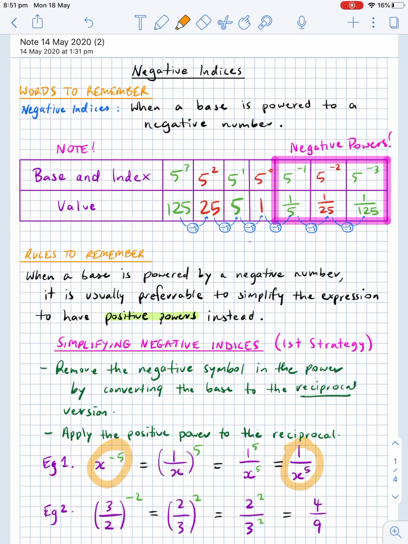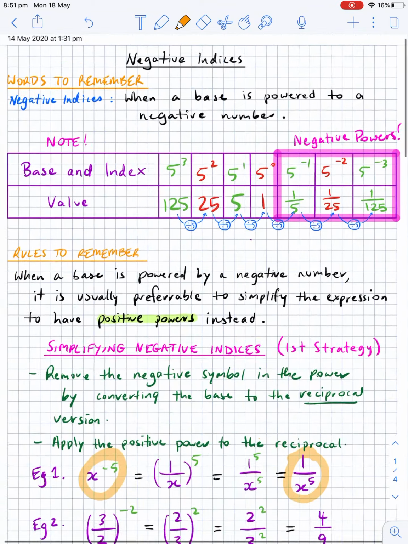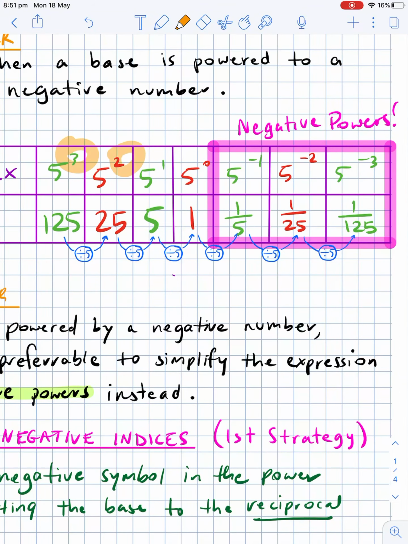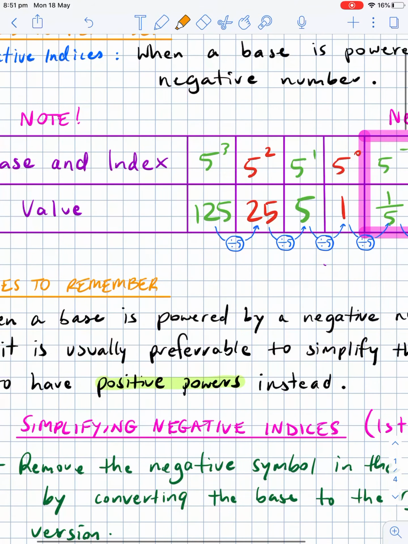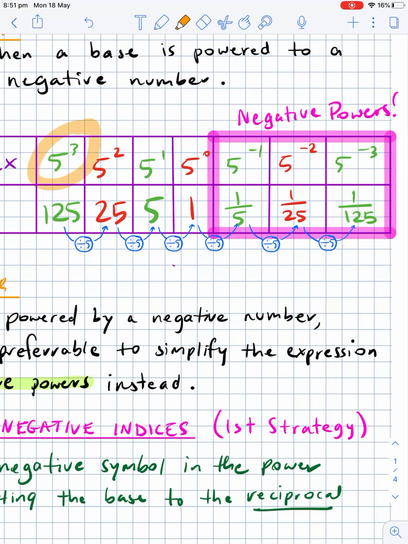So firstly, before we get into the rules, I just want to show you a bit of a pattern with these negative powers. So let's have a close look. On top you've got all the powers, and then you've got their value underneath. So like 5 to the power of 3 is 125, 5 squared is 25, 5 to the power of 1 is 5, and obviously anything to the power of 0 is equal to 1. You'll notice that the powers are going down by 1 at a time, and we want to see if there's some sort of pattern we can use to help us out with these negative numbers.